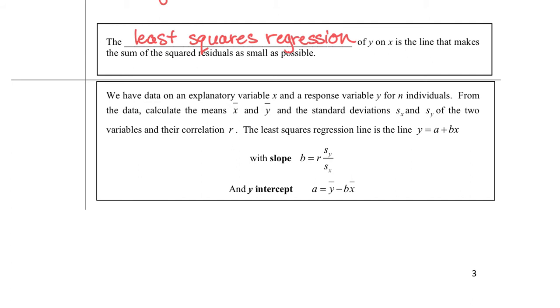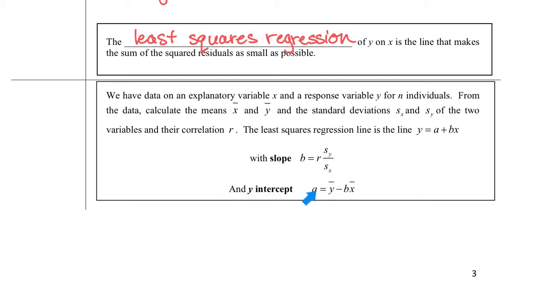We have data on an explanatory variable X and a response variable Y for some number of individuals. We can take the mean of the X values and the mean of the Y values, which we saw the other day how to find using two-variable statistics, as well as their standard deviations, and also your correlation. So you can find your slope, B, by taking your correlation times the quotient of the two standard deviations. Notice Y is on top, which makes sense. That's a slope. That's your rise over your run.